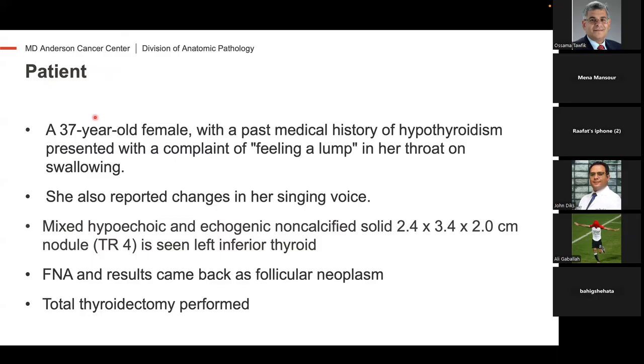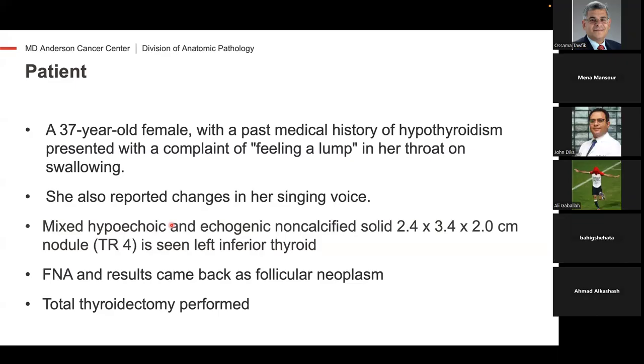So patient is a 37-year-old female. She has a past medical history of hypothyroidism. Complained of lump in her throat, reported changes in her singing voice. So once you hear changes in the voice, you get worried about malignancy, right? Because of invasion of recurrent laryngeal nerve or anything like that. On ultrasound, it's Thyroid 4, and it's a 2.4 centimeter lesion. FNA comes back as follicular neoplasm, and a total thyroidectomy was performed.